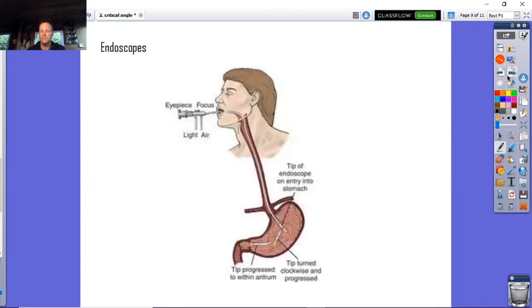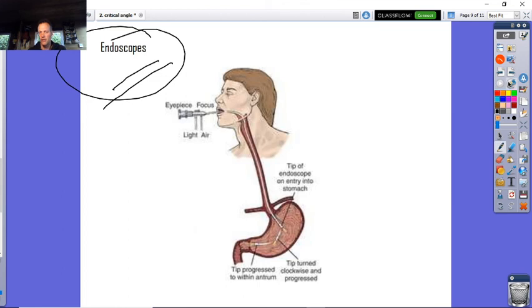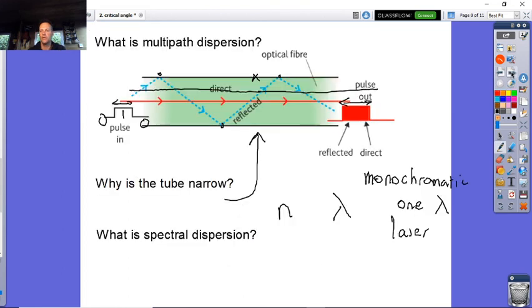I'm going to leave you to research this: find out about endoscopes. You can do that yourself. Endoscopes are a great piece of technology. They use optical fibers to see inside bodies. Have a look at that yourself and find out how an endoscope works using optical fibers, and also find out how we can use optical fibers in communication.